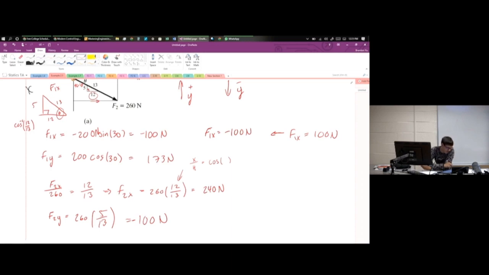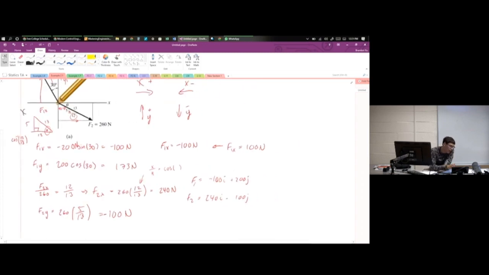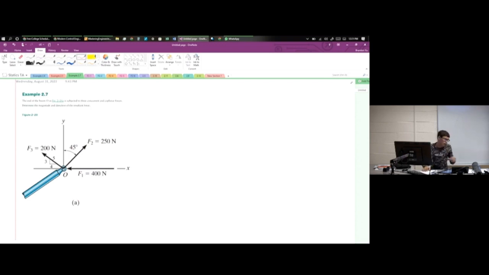So would F1 be negative under i? Yeah, if you wanted to do it like that. I was just saying, because the question asked for that. Yeah, I did look in the back of the book. The question had these four answers. I'm not sure why I didn't write it, but if you want to do F1, then you would break it apart into your negative 100 i, and then plus 200j. And this would be F2 of 240i minus 100j, right? All right, so going on to the next example, example 2.7.